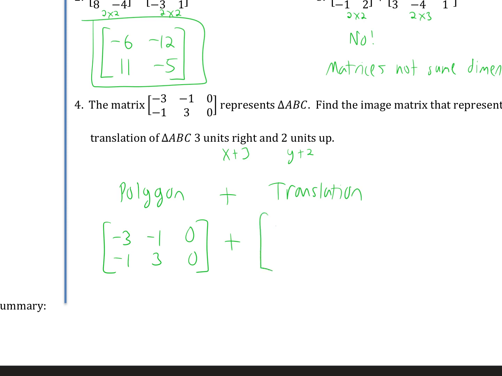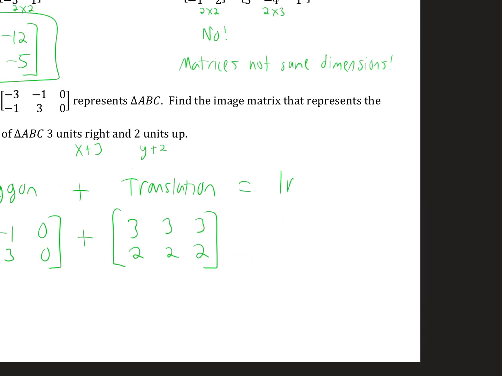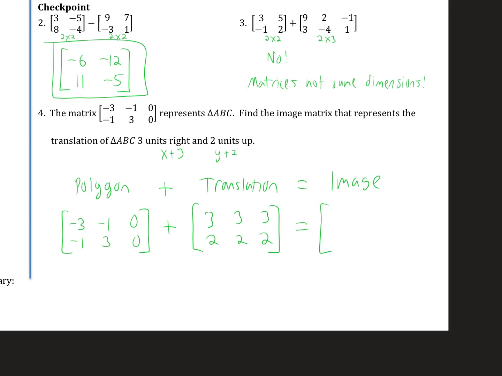Okay, we're adding 3 to all the x's on top, and we're adding 2 to the y's on the bottom. It's going to equal the image matrix, which in this case should be -3 plus 3 is going to be 0, -1 plus 3 is 2, 3 plus 0 is 3. On the bottom, -1 plus 2 is going to be 1. 3 plus 2 is going to be 5. And 0 plus 2 is going to be 2. And this should be the actual answer right here, okay?